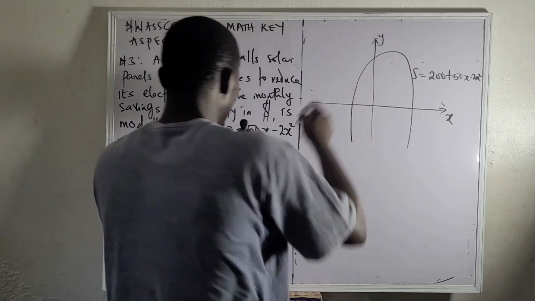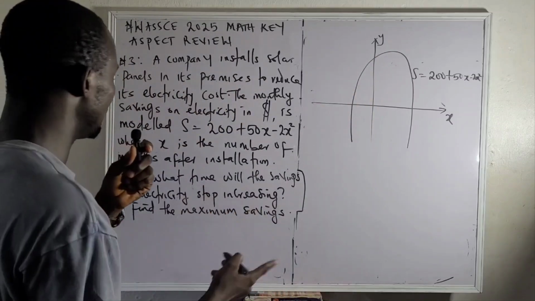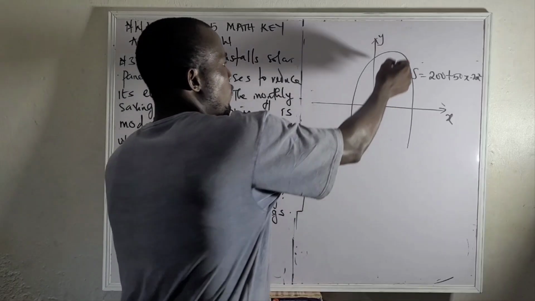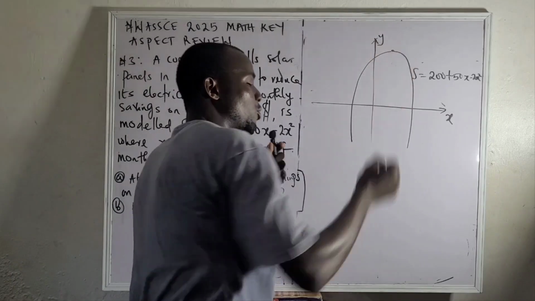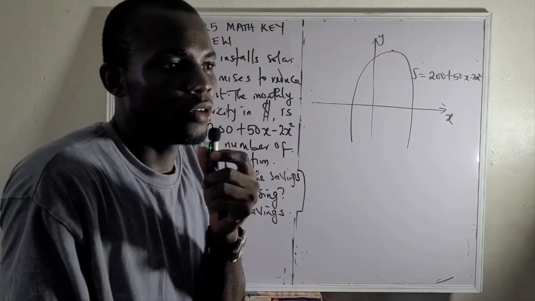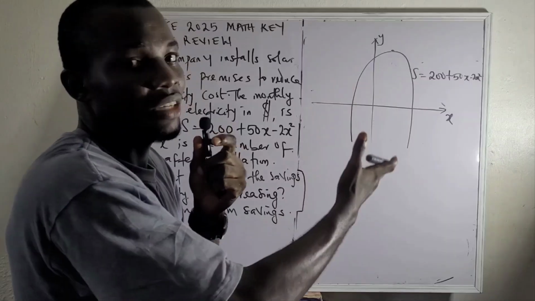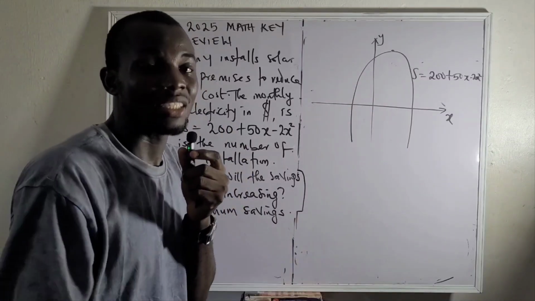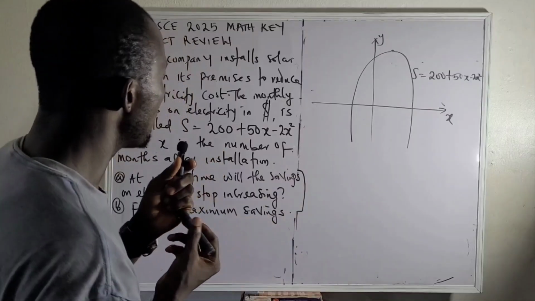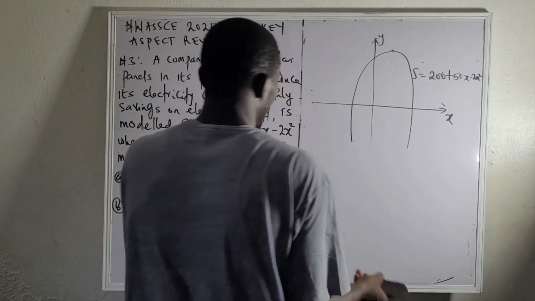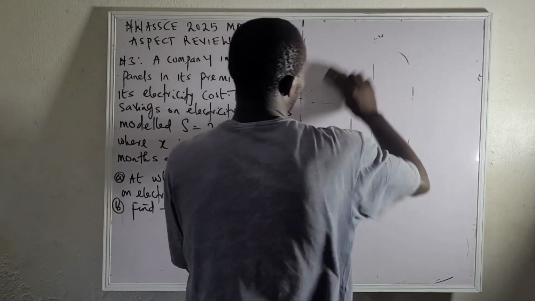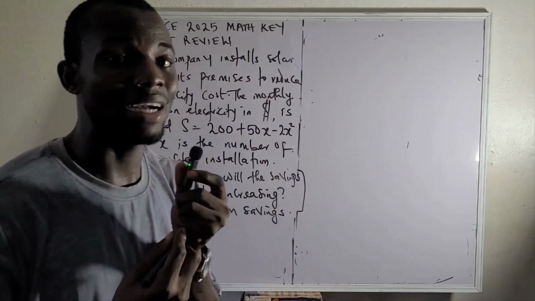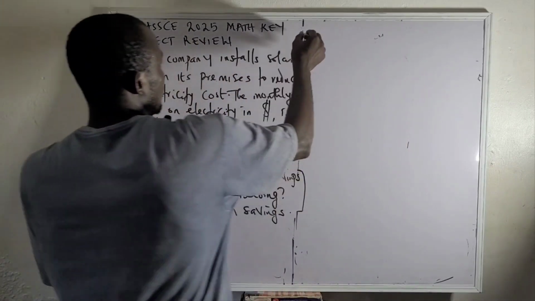So when they ask what time the savings on electricity will stop increasing, what is the value of x for which this is maximum? They are definitely asking about the value of x at the turning point. If we are talking about calculus, the turning point. So what we are going to do here is apply the formula we are already used to, the formula for the maximum point.